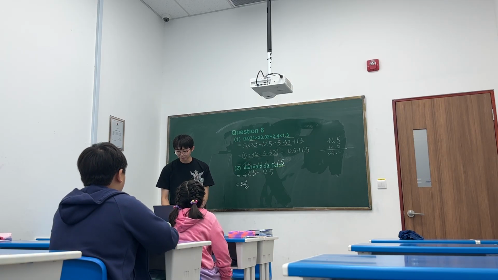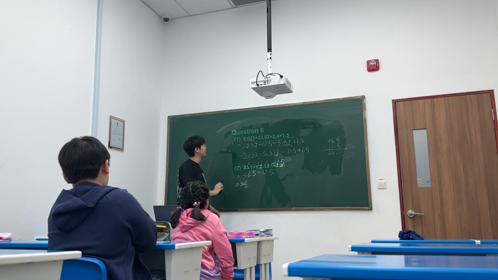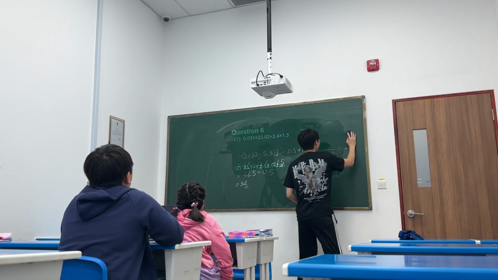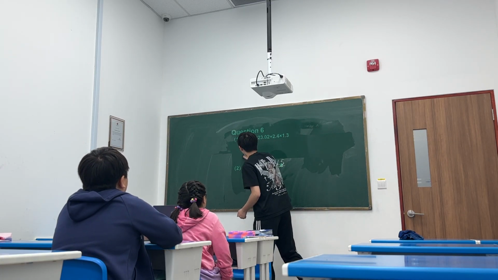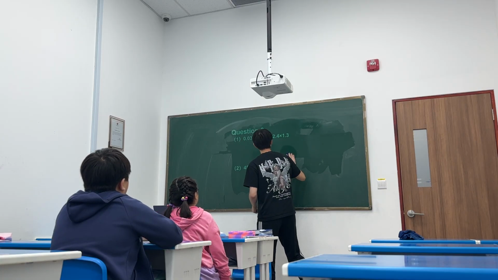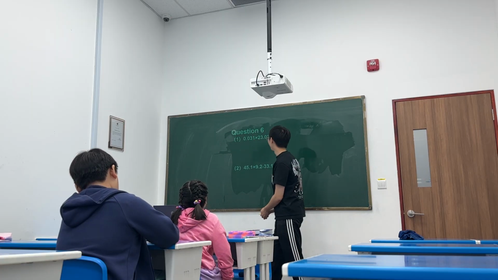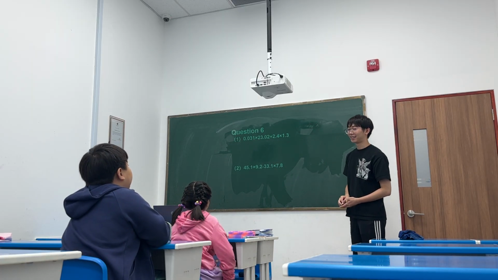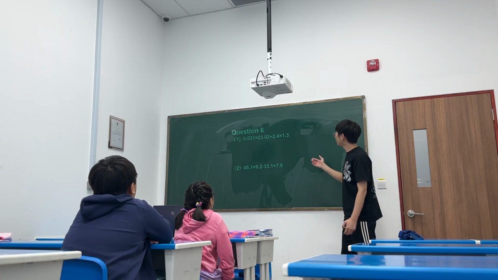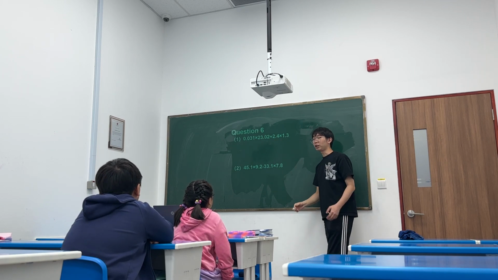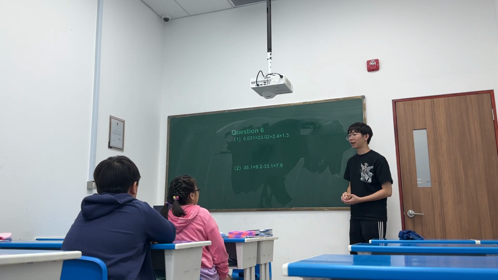Alright, let's move on to the last question from last lesson. That is question 6. You may wonder how to solve these questions. Actually, there is no smarter way to solve it. You just follow the order, starting from left to right. Alright, first of all, we'll see multiplication and addition. Which operation should we solve first?